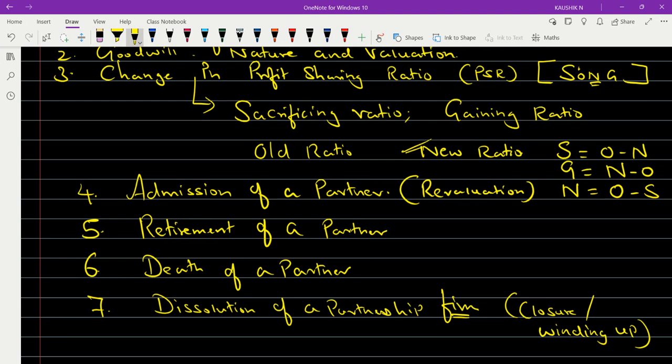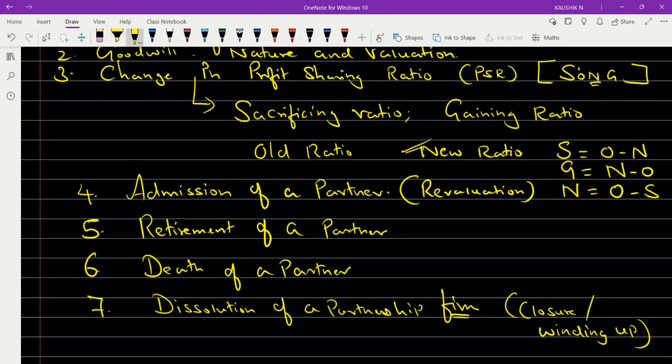Or second, he feels not comfortable with those partners. Initially there was some good understanding, but going on there is some misunderstanding among the partners, so he is not that comfortable and wants to quit. That can be a reason. So retirement of a partner happens due to age reasons or due to some misunderstanding among the partners.